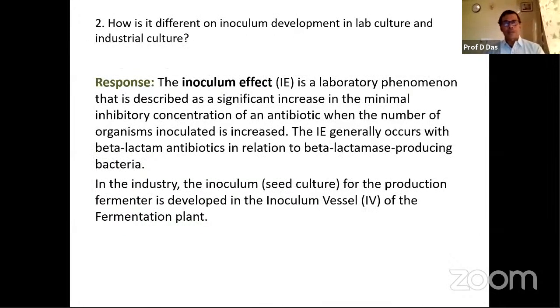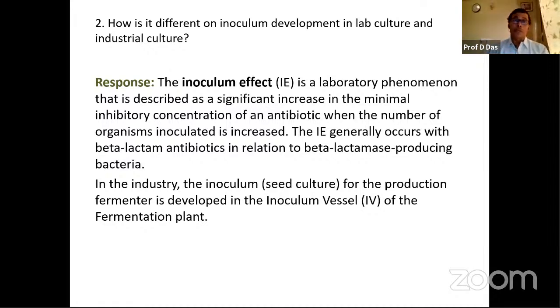The second question, raised by the same student: how does inoculum development differ in lab culture and industrial culture? Very good question. When you work with a lab culture, it is a very small volume. We can do it very easily, and we can maintain the aseptic condition. One essential thing of the fermentation process is the sterility of the whole system. That sterility we maintain very easily at lab scale.